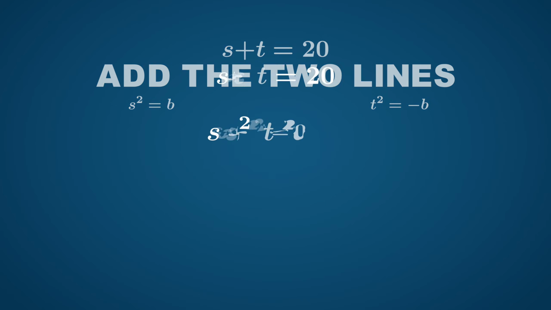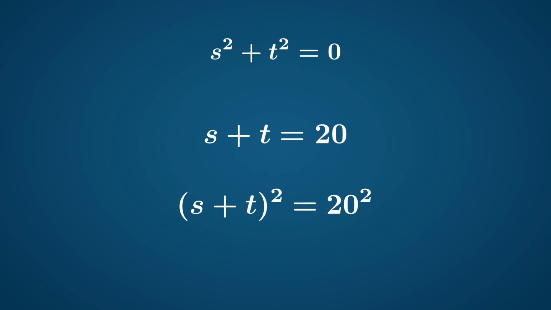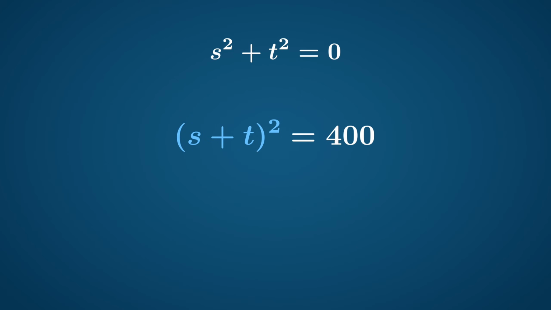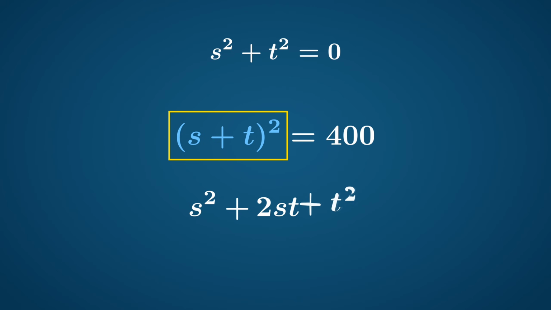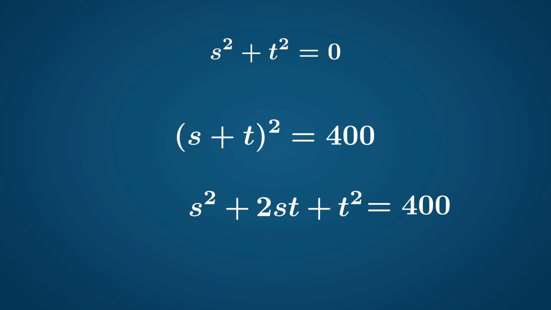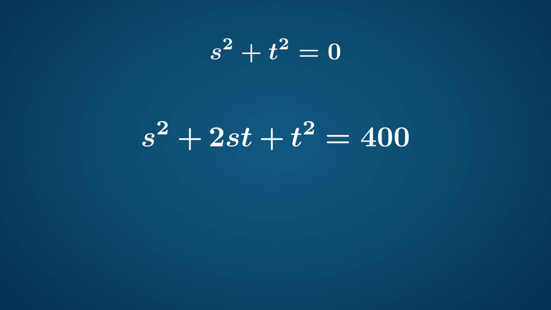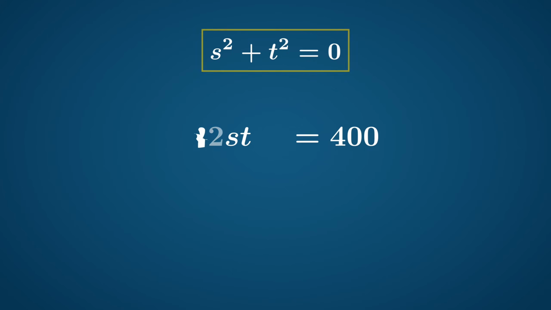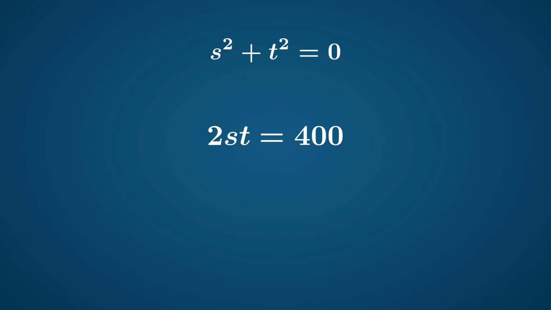We also know s plus t equals 20, so let's square both sides of that. On the right, 20 squared is 400. On the left, s plus t, all squared, expands the way any binomial does. The first term squared, plus twice the product, plus the second term squared. So s squared plus 2st plus t squared equals 400. But we just showed that s squared plus t squared is 0. So those two pieces vanish, and all that's left is 2st equals 400. Divide by 2. St equals 200.